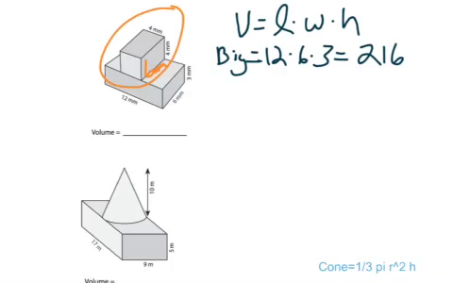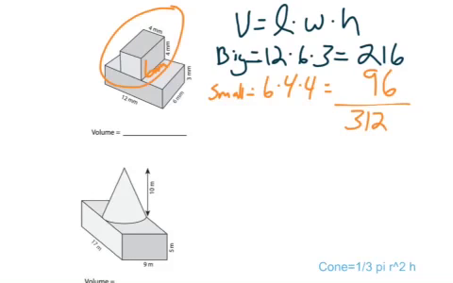So now, for the small box, I'm going to do 6 times 4 times 4. When you do 6 times 4 times 4, you get 96. And since I'm adding the two boxes here, you get 312 millimeters cubed. And again, that will go right there for your answer.